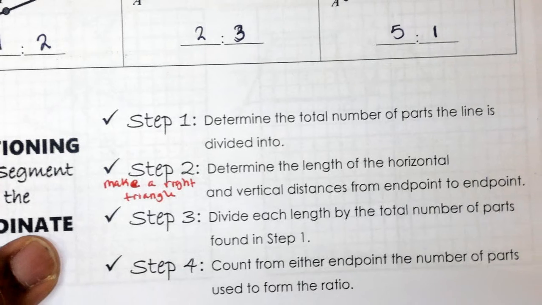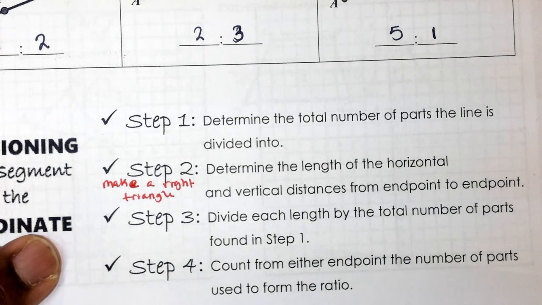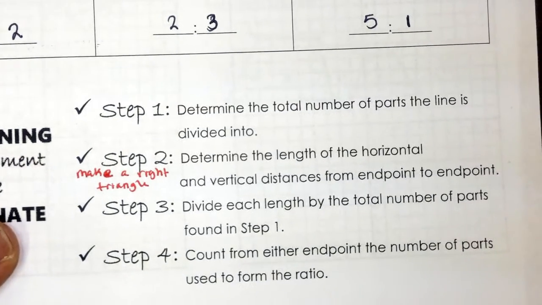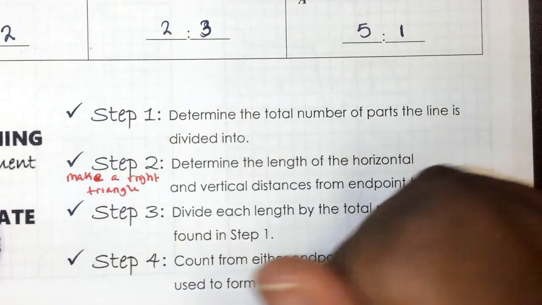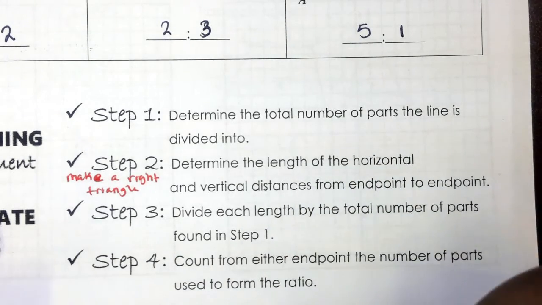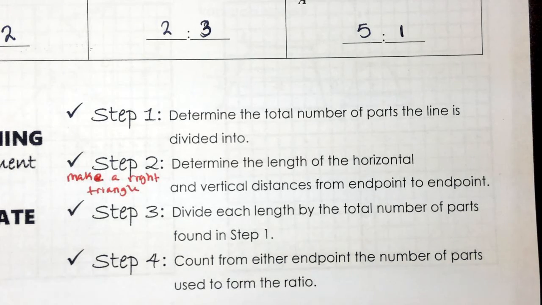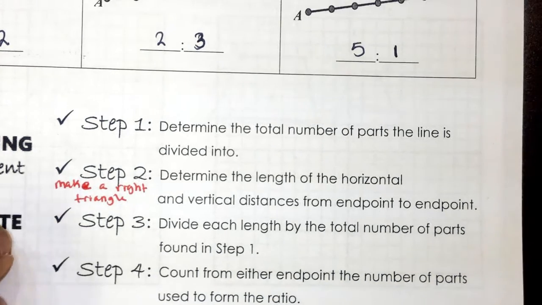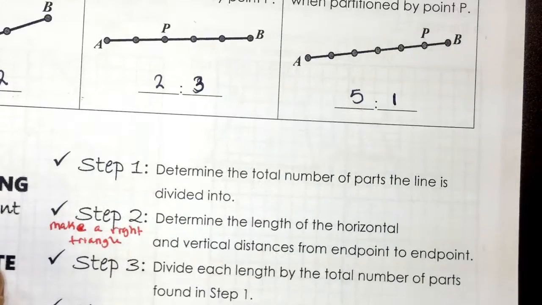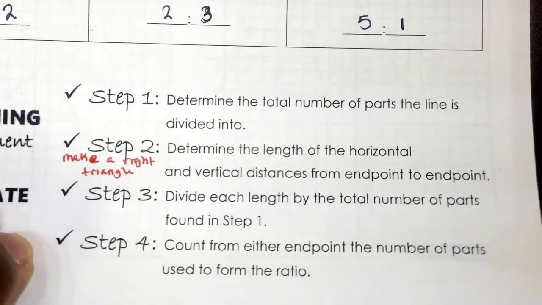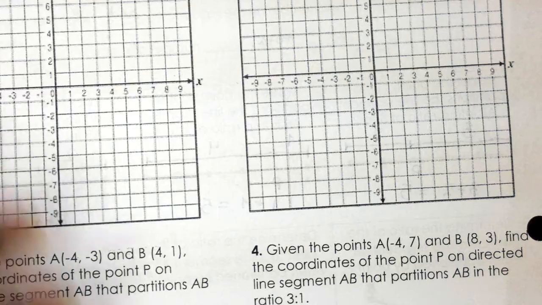Step 3, we're going to divide each length that we get, the horizontal and vertical length, by the total number of parts found in step 1. Step 4, we're going to count from either endpoint the number of parts used to form the ratio. On step 4, they say either endpoint, but they're going to specify. It will be a specific endpoint that we count from, depending on how they name the figure. On all these ones on the front, they call it A to B, but they could name the line BA. If they call the line BA, we're going the opposite direction. You'll see on the back what I'm talking about. You need to pay attention to that, though. Go to the back. Let's do it.